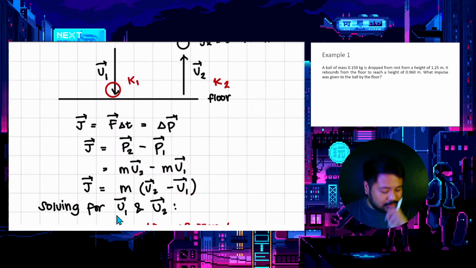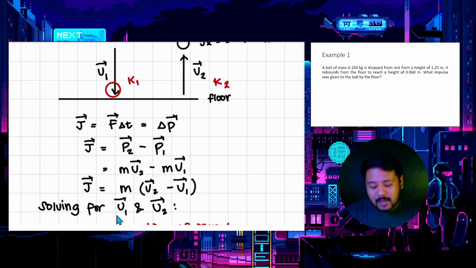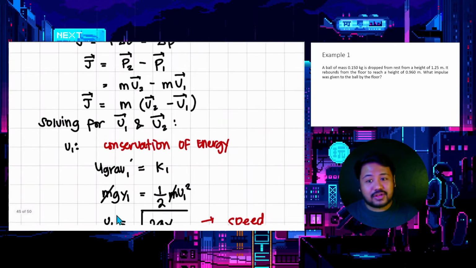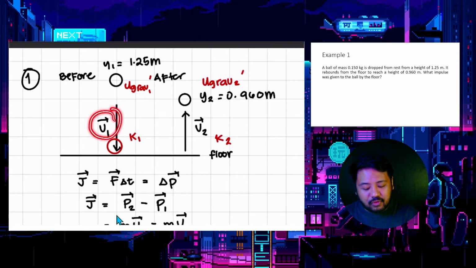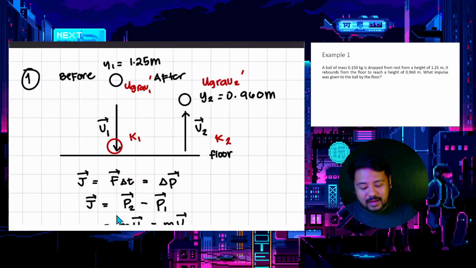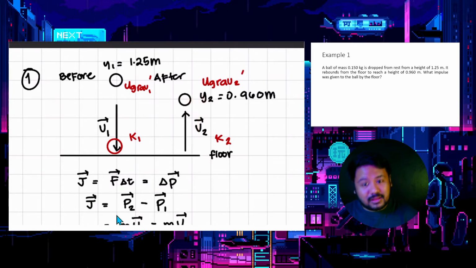But we don't know the speed, or the velocity, v2, v1. But it's very easy to get the speed. And that is just coming from the conservation of energy. For this one, we know that we have an initial speed before it hits the ground, and then we have the speed after it hits the ground. And that's v2 for us. So we have to get v1 and v2.